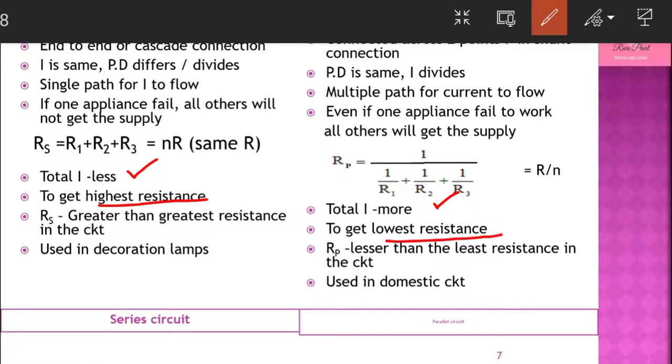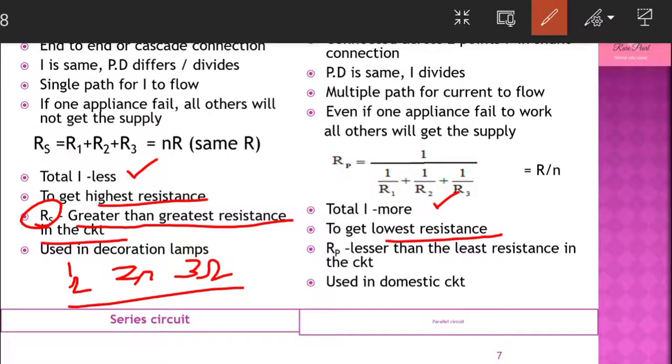So what is the total resistance in series? It will be greater than the greatest resistance in the circuit. Say for example, you have 1 ohm, 2 ohm and 3 ohm resistors connected in series. Then what will be the total resistance? The total resistance will be 3 plus 2 plus 1, which is 6 ohm. 6 ohm is greater than the greatest resistance.